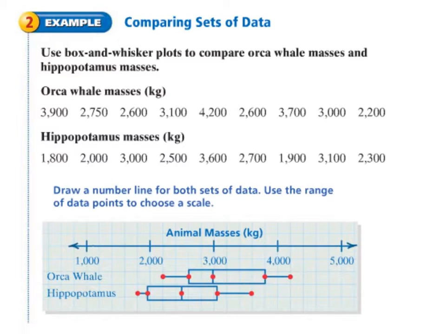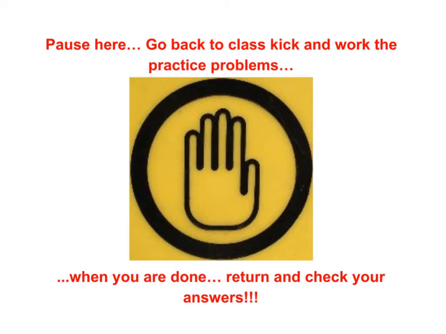So in a sentence, you might say, well, overall, orca whales are bigger. That'd be okay. That'd be a good thing to be able to tell me from this set of data. And again, I know that because the overall box for orcas is far to the right of the hippopotamuses. Your turn. Go into class kick. Got another one for you.